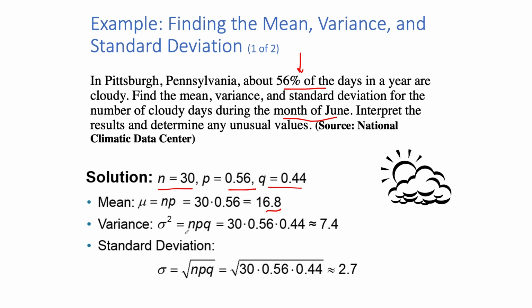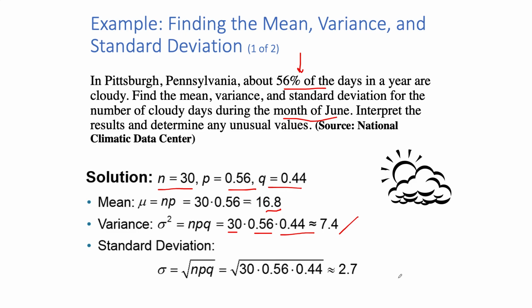The variance is n times p times q. n here is 30, p here is 0.56, q here is 0.44, so n times p times q, that's 7.4, right? The standard deviation is the square root of the variance, the square root of npq, which is 30 times 0.56 times 0.44, which is 2.7, okay?